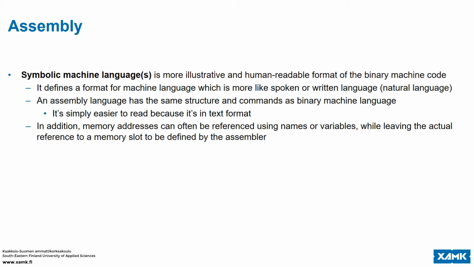Why we needed it: basically they defined the format for the machine language, which is more toward natural languages. An assembly language has the same structure and commands as the binary code. It's just easier to read because, well, it's written in text format. And in addition, memory addresses can often be referenced by using names or variables, while leaving the actual reference to a memory slot to be defined by the assembler program that will then generate the binary version of the code.